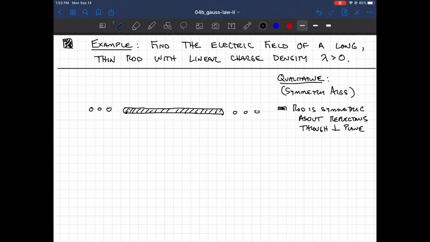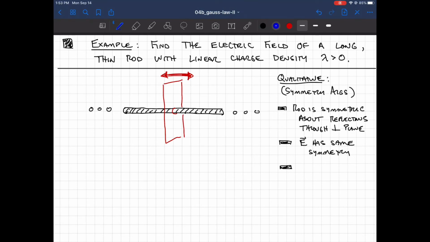That's our first statement for our first symmetry, meaning if I draw a plane here, then I can reflect the rod, and the rod will be the same. Because it's infinitely long, there's just as much length on either side, so it will look exactly the same. If that's true, then E has the same symmetry. And what does that imply about E?